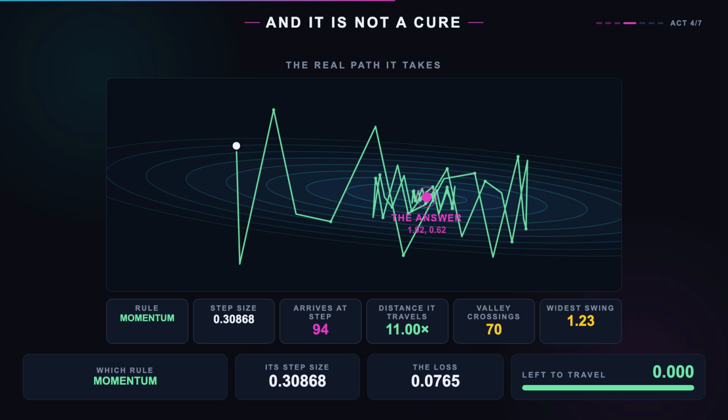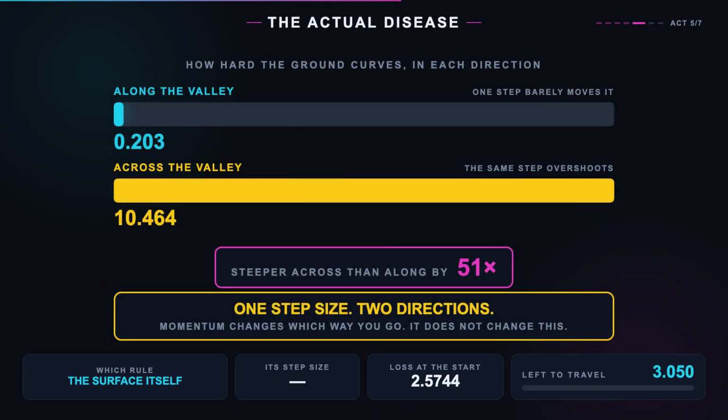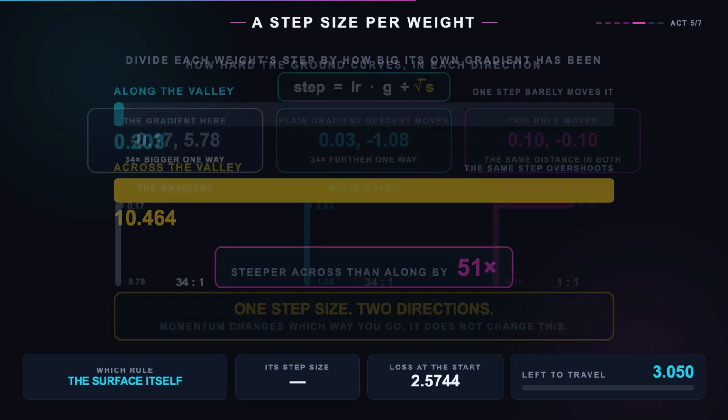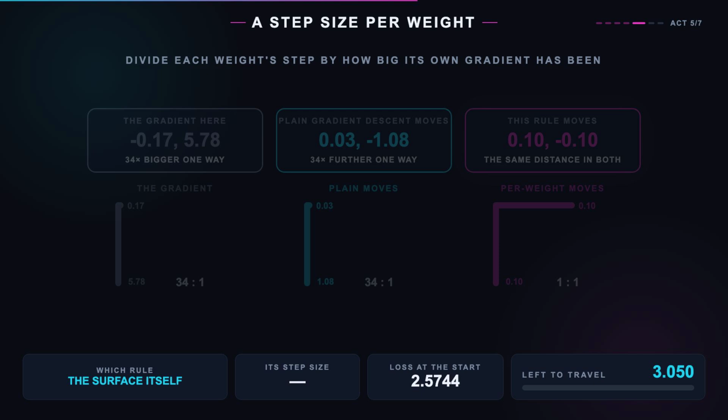It is also not a free win. Momentum with a bigger step takes 94 here, which is worse than 89, and wanders further doing it. Because momentum never touched the actual disease. 1 step size, 2 directions, curvature of 0.2 here and 10.5 there. No single number is right for both. Momentum changes which way you go. It does not change that.